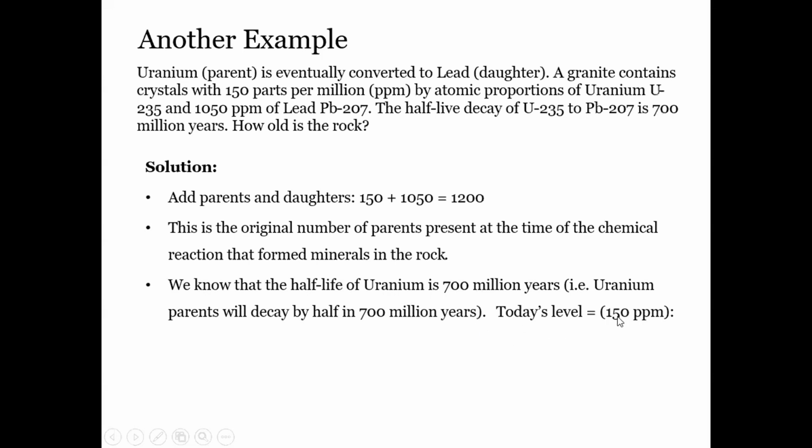So today's level is 150 ppm. So 1200 divided by 2 gives us 600. 600 divided by 2 gives us 300. 300 divided by 2 gives us 150 ppm. So this is today's level. After the first half-life, the second half-life, the third half-life, it is at the level of 150 parts per million in the atomic proportion of uranium.